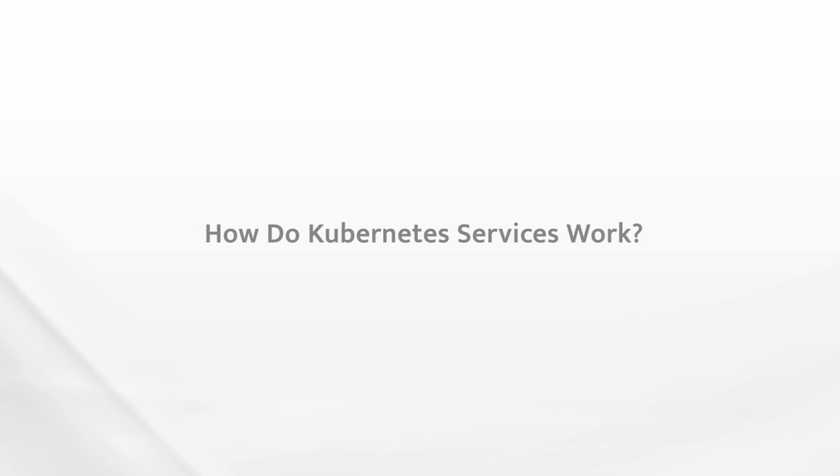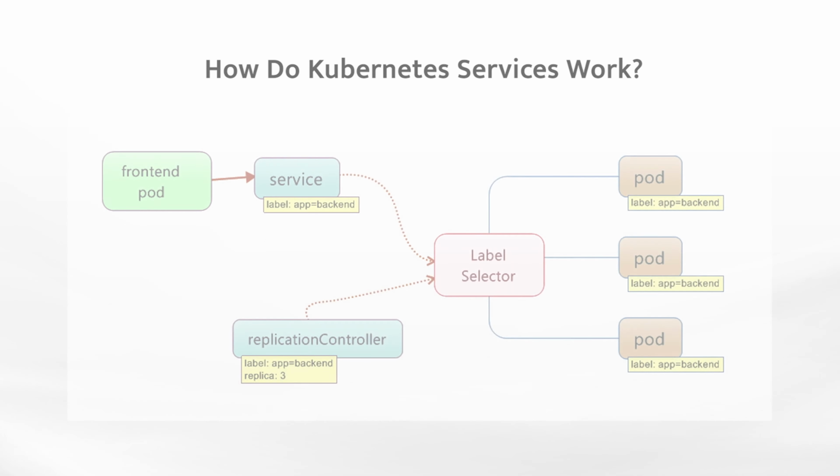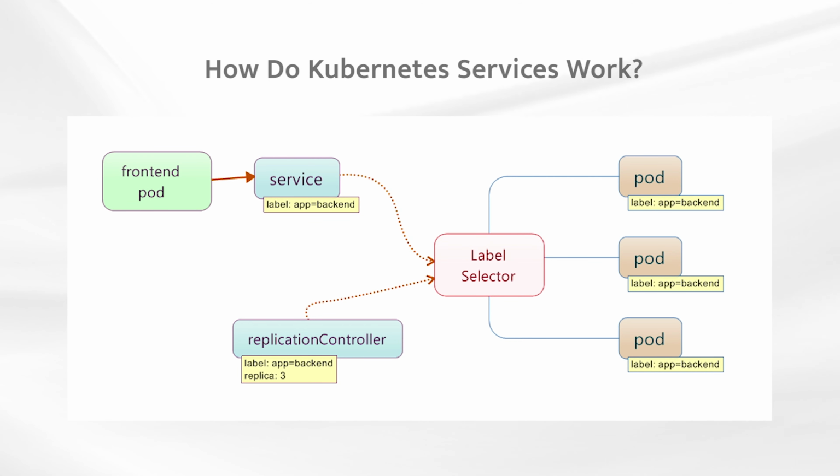How do Kubernetes services work? Pods are associated with the services through key value pairs called labels and selectors. A service automatically discovers a new pod with labels that match the selector. This process seamlessly adds new pods to the service and at the same time removes terminated pods from the cluster.